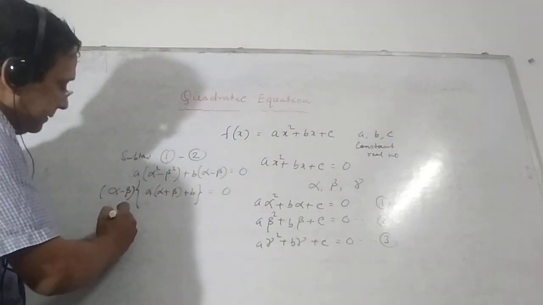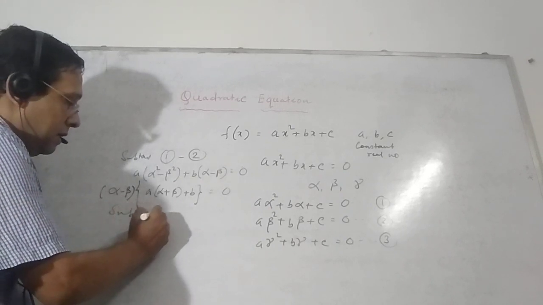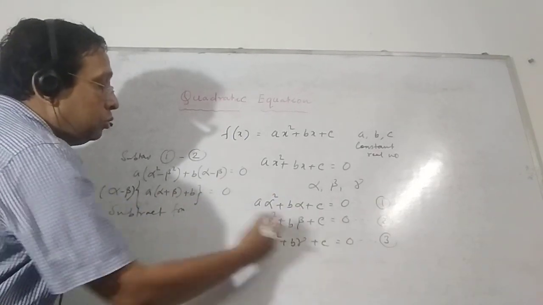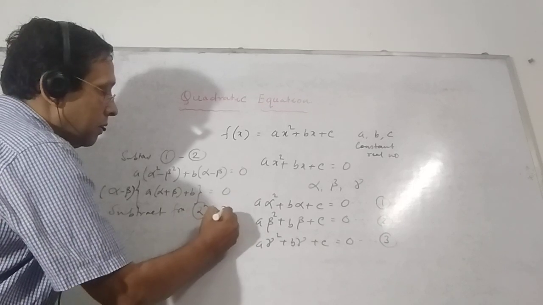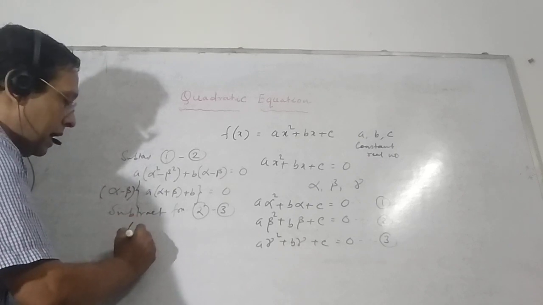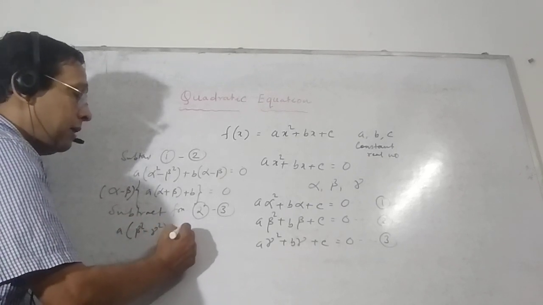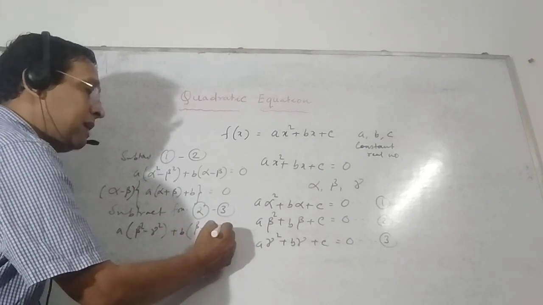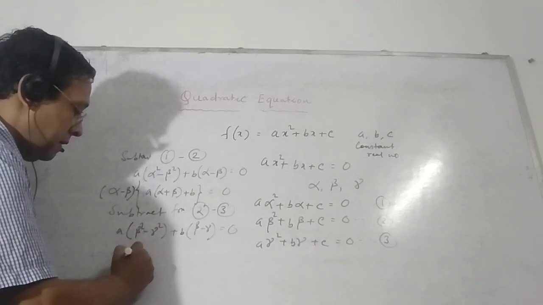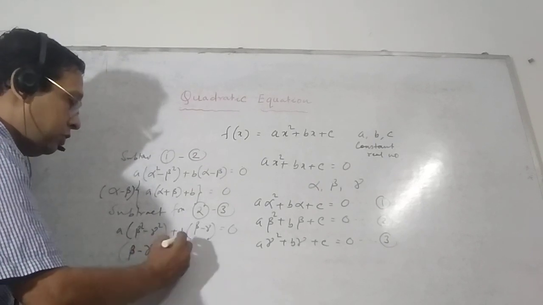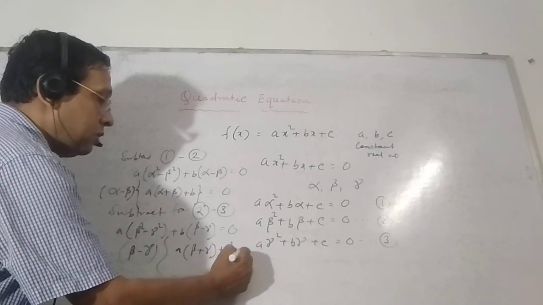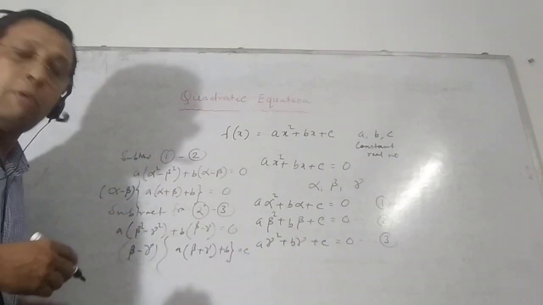Similarly, if I subtract 2 minus 3, I will get a into beta square minus gamma square plus b into beta minus gamma. C again will be cancelled. I will get this equation, and hence I can get beta minus gamma into a into beta plus gamma plus b is equal to 0. Just the factorization, nothing complex over here I am doing.